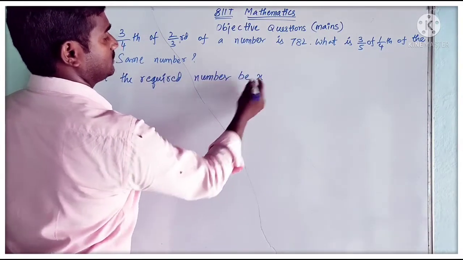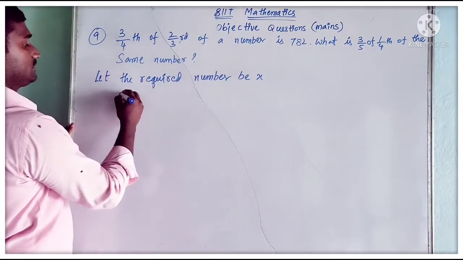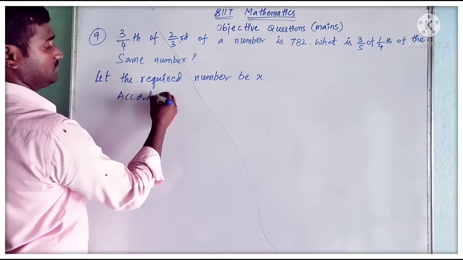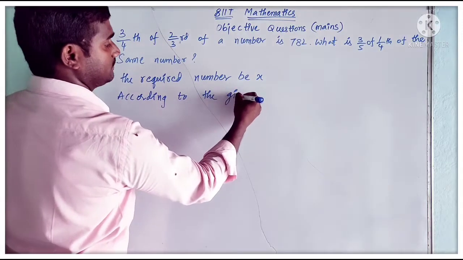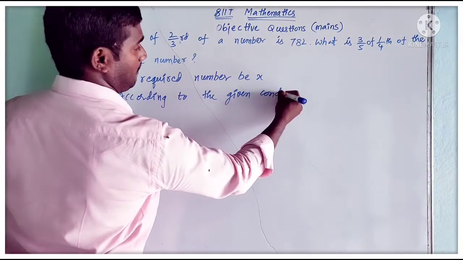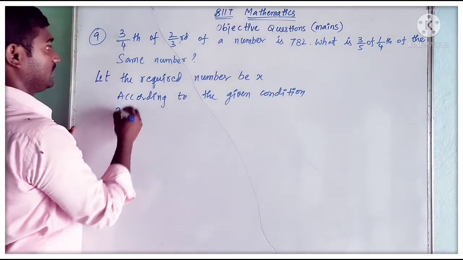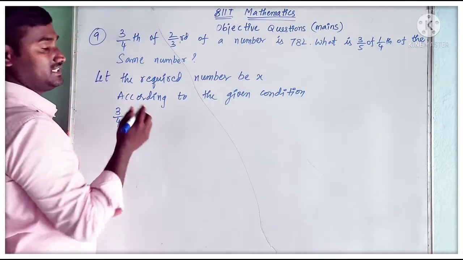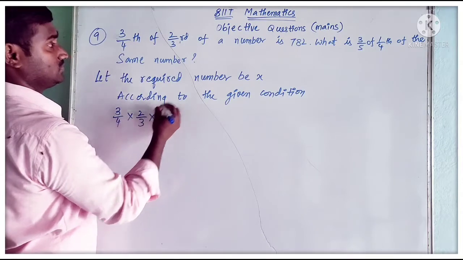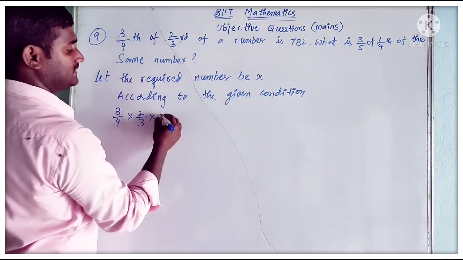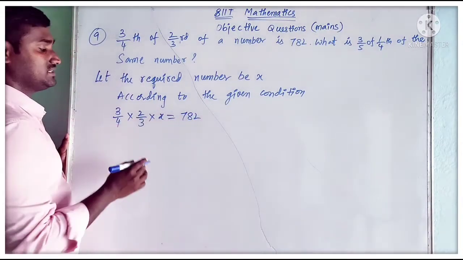Let the number be x. According to the given condition, we can write: 3/5 of 2/3 of a number. "Of" means multiplication. The number we assumed is x, equal to 782.